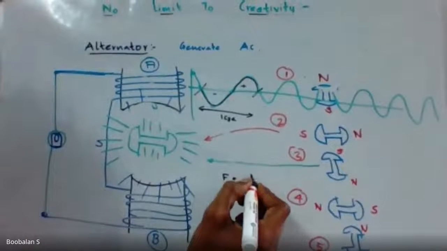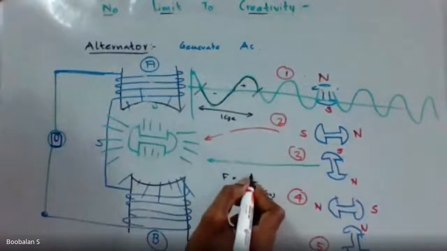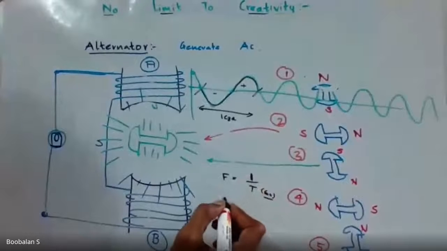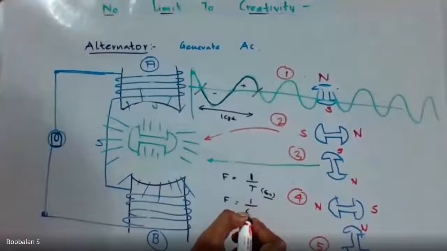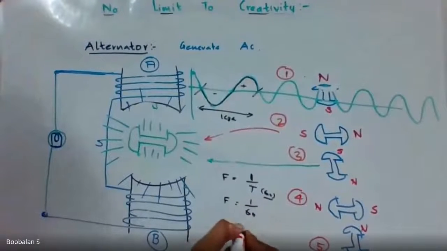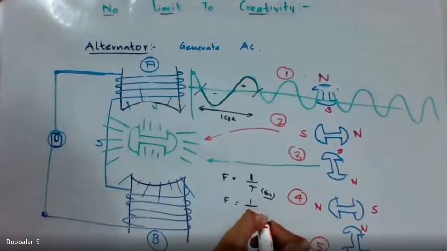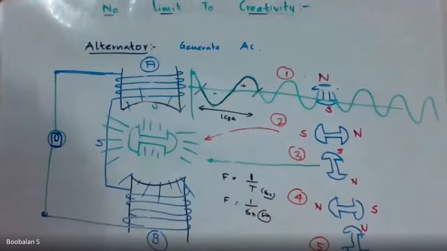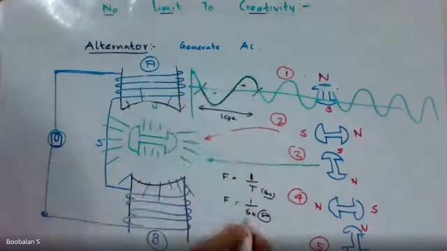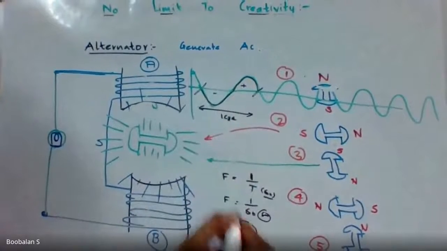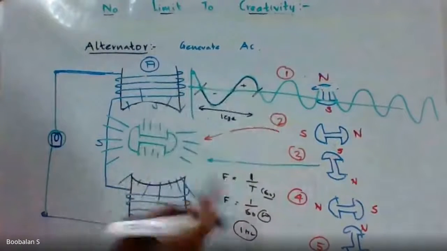How many cycles is it generating? In 60 seconds, one cycle is being created. That is called frequency, which is now 1 by 60. So the frequency is 1 over the time, so 60 seconds. Now we'll have a frequency, right? So that is called 1 hertz frequency, 1 hertz. So in 1 second, 60 seconds, 1 hertz, right?